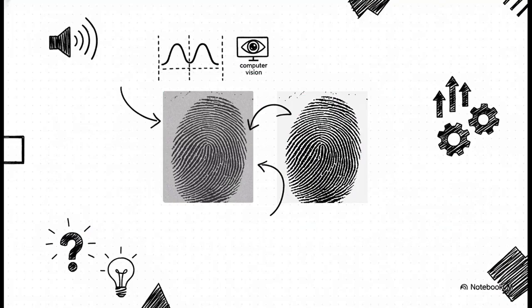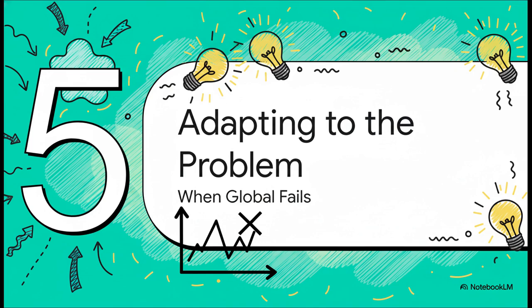And for images that have that nice two-mountain histogram we talked about, like this fingerprint, this algorithm is fantastic. It automatically finds that perfect sweet spot to separate the dark ridges from the light background. But what about our original, messy problem? Even this smart algorithm can't solve the main problem of uneven lighting with just one single number. This is where this global approach fails, and we need a way to, well, adapt.